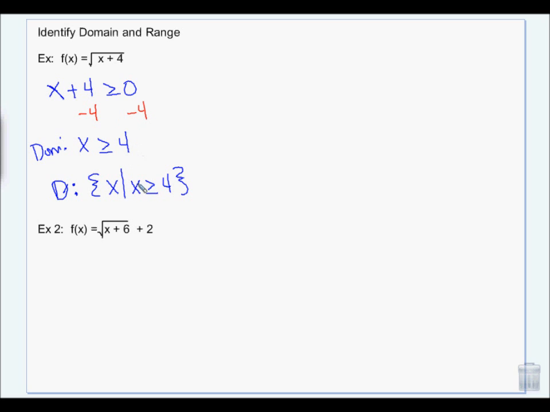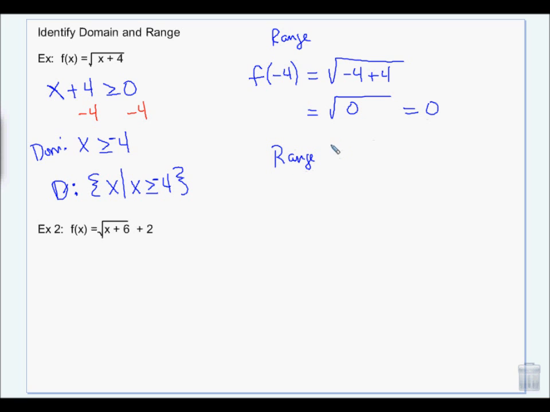Now, oops, that's a -4, sorry. Don't drop your negatives. Now to find the range, we want to actually solve it for -4. So I have -4 plus 4, so it's the square root of 0, so it's 0. So my range is y, such that y is greater than or equal to 0.